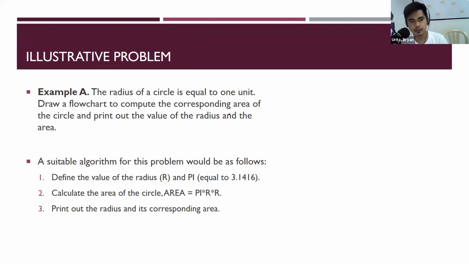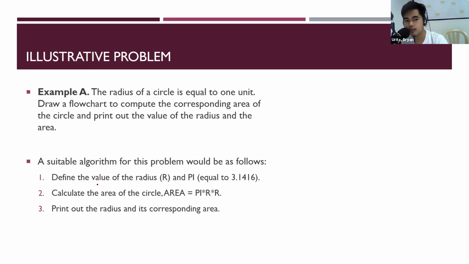Okay, so we are now implementing flowchart. We are going to implement the flowchart with our example. Kasi with our algorithm. Let's have this. The radius of a circle is equal to 1 unit. Draw a flowchart to compute the corresponding area of the circle and print out the value of the radius and the area. Okay, if that is a problem, we have this suitable algorithm for that problem.